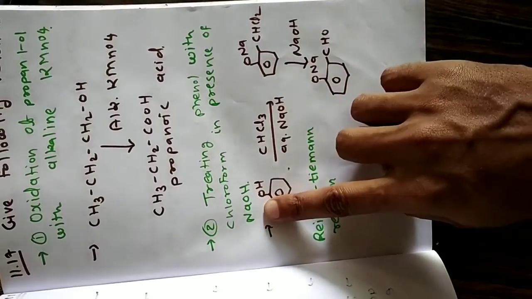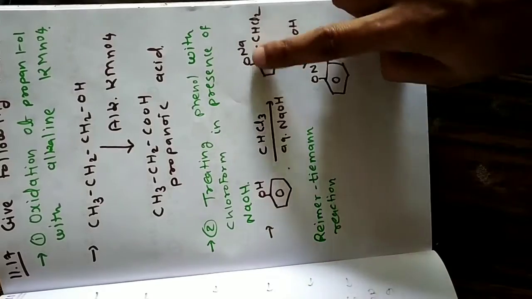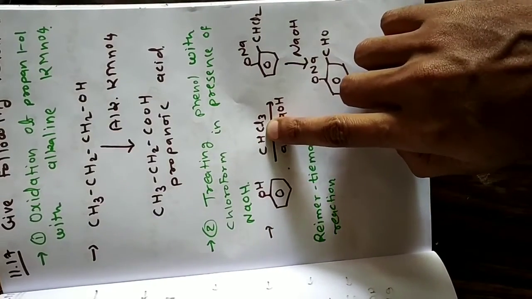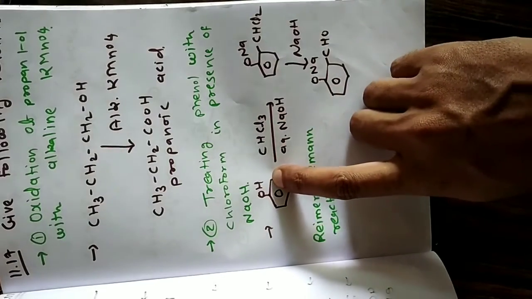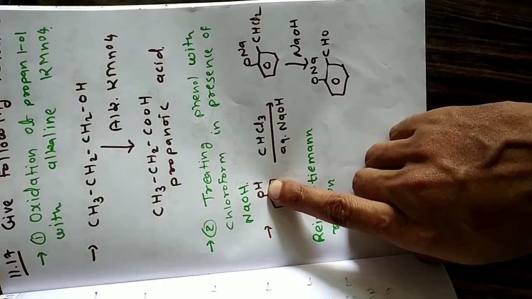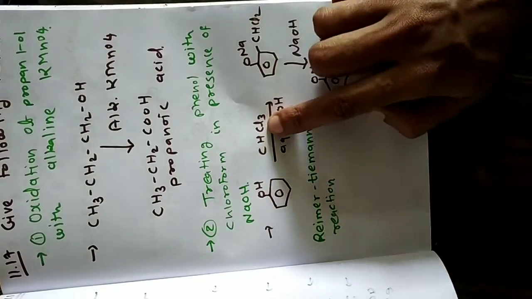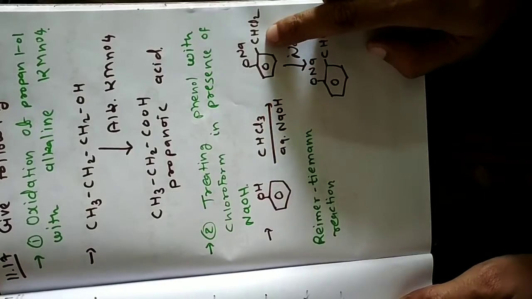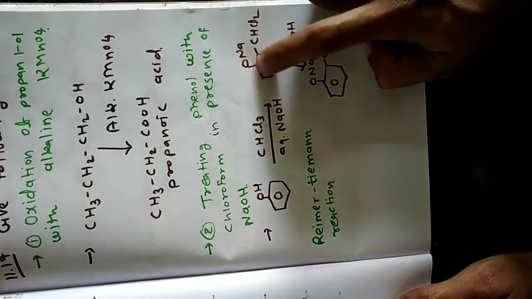H2O will be removed here and ONa takes place here. In addition to that, this is CHCl3. So on the ortho position it will attach. So hydrogen from this ortho carbon and Cl from chloroform, both will make HCl and give us this intermediate.